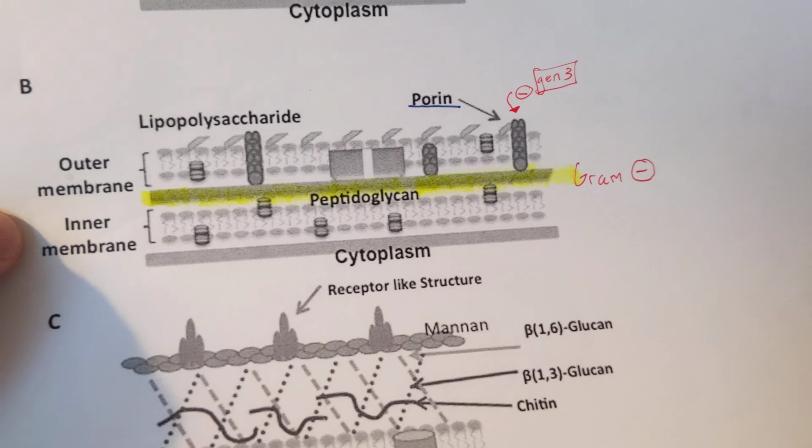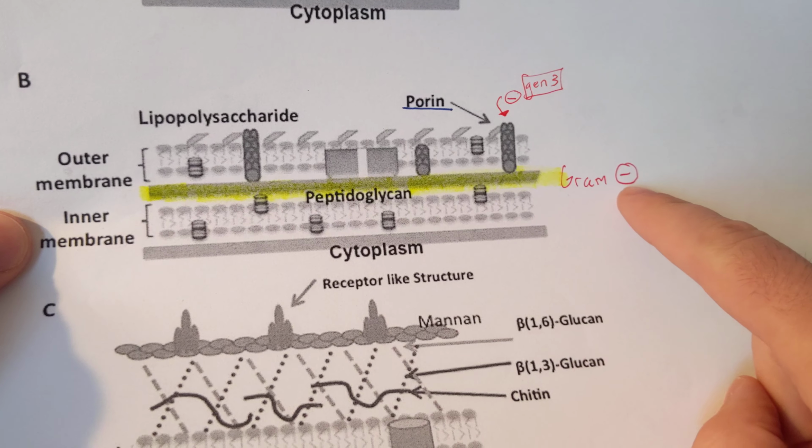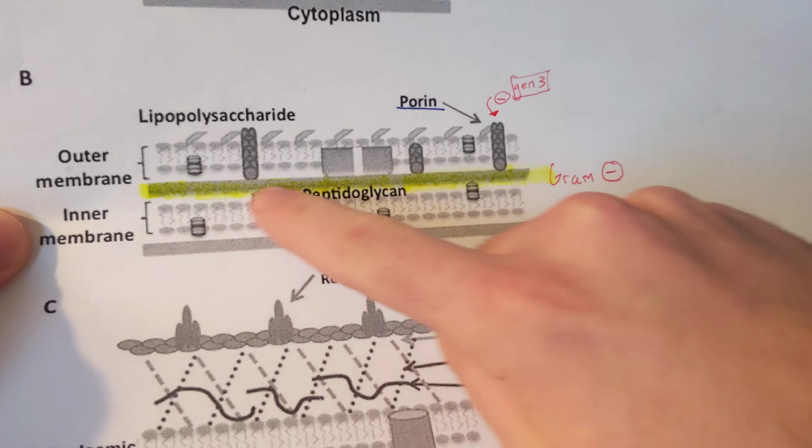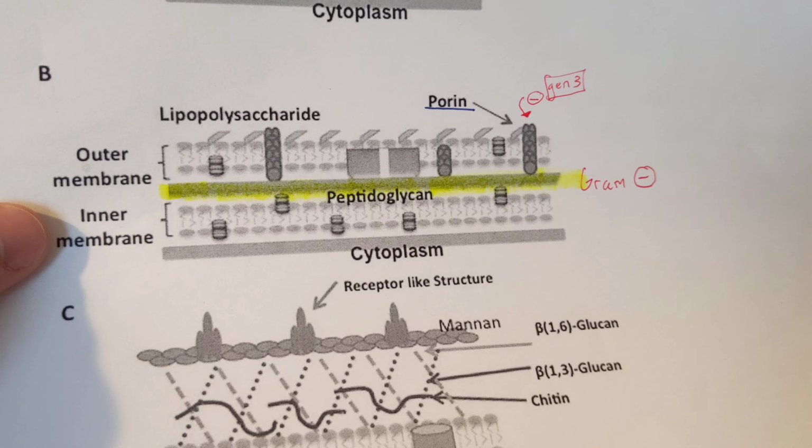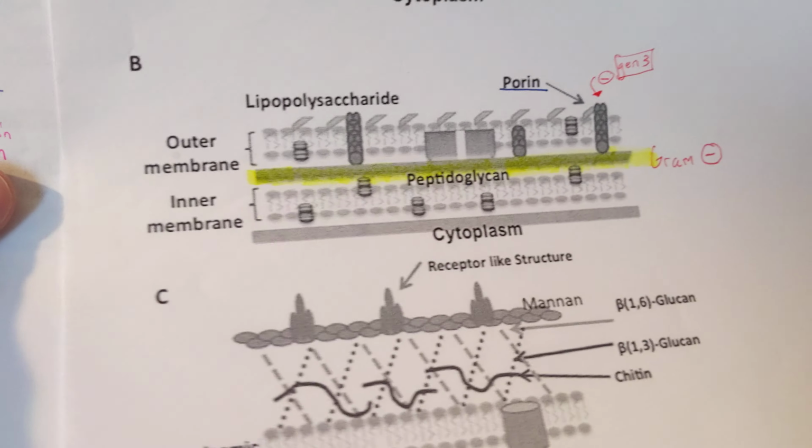A kind of easy way of remembering this difference is gram-negative. You see there's a thin line with the negative. I like to think of the small, thinner layer of peptidoglycan for gram-negative. That's kind of a quick way to think about it.